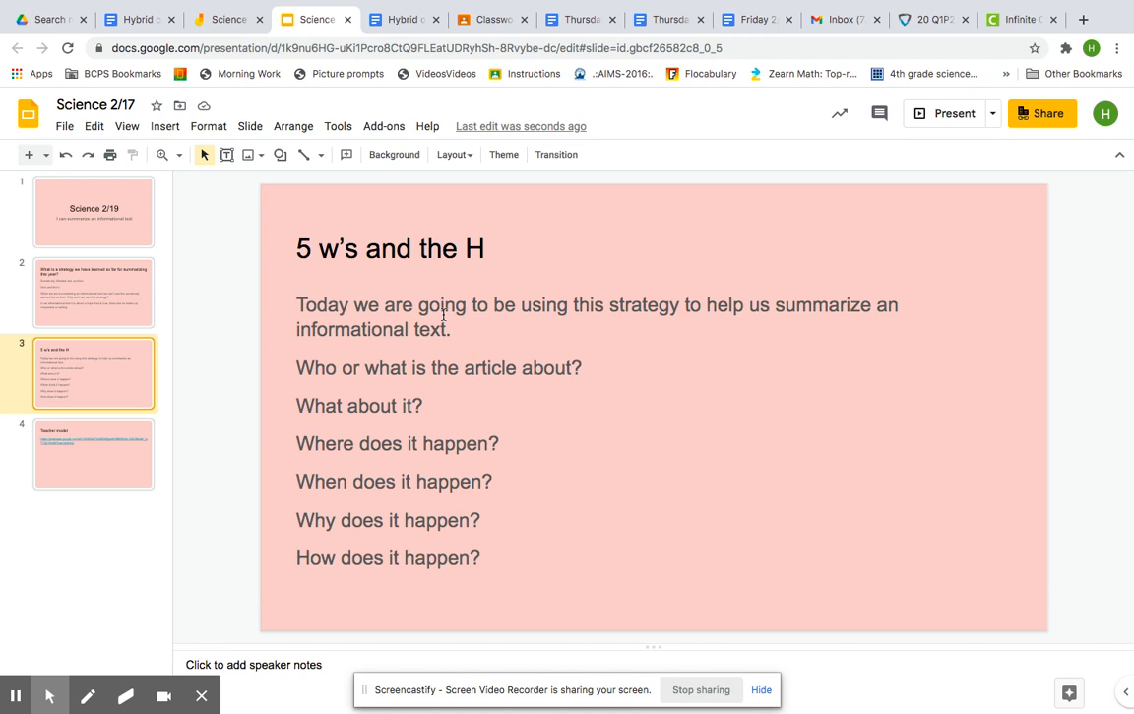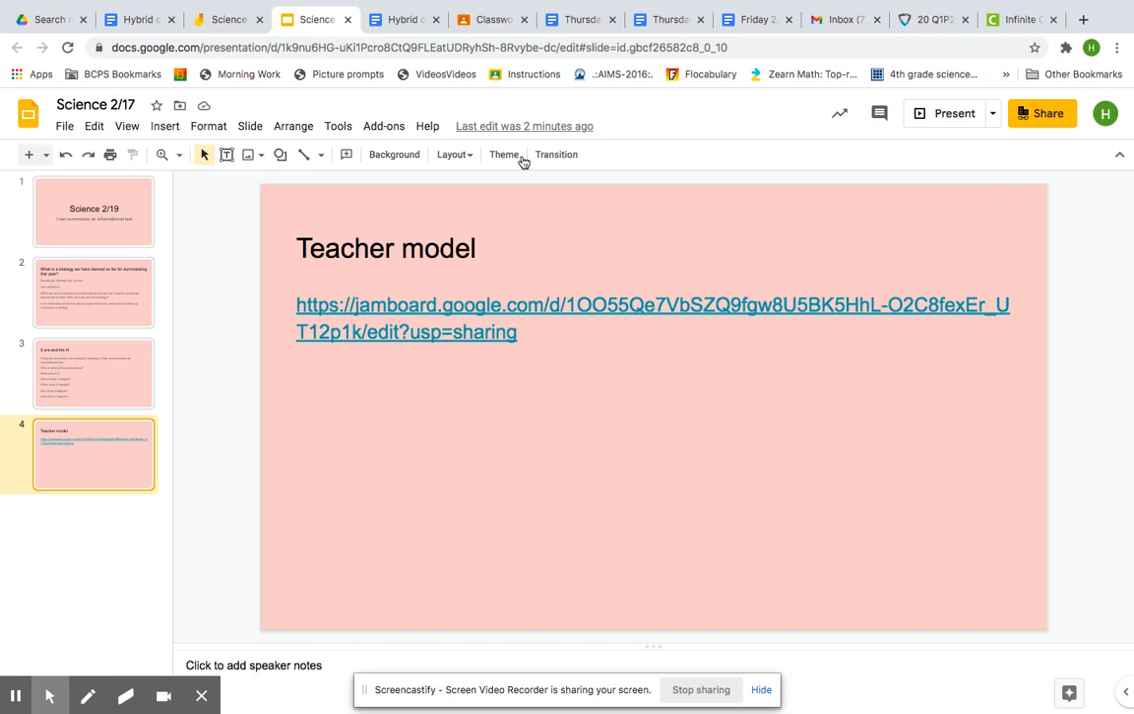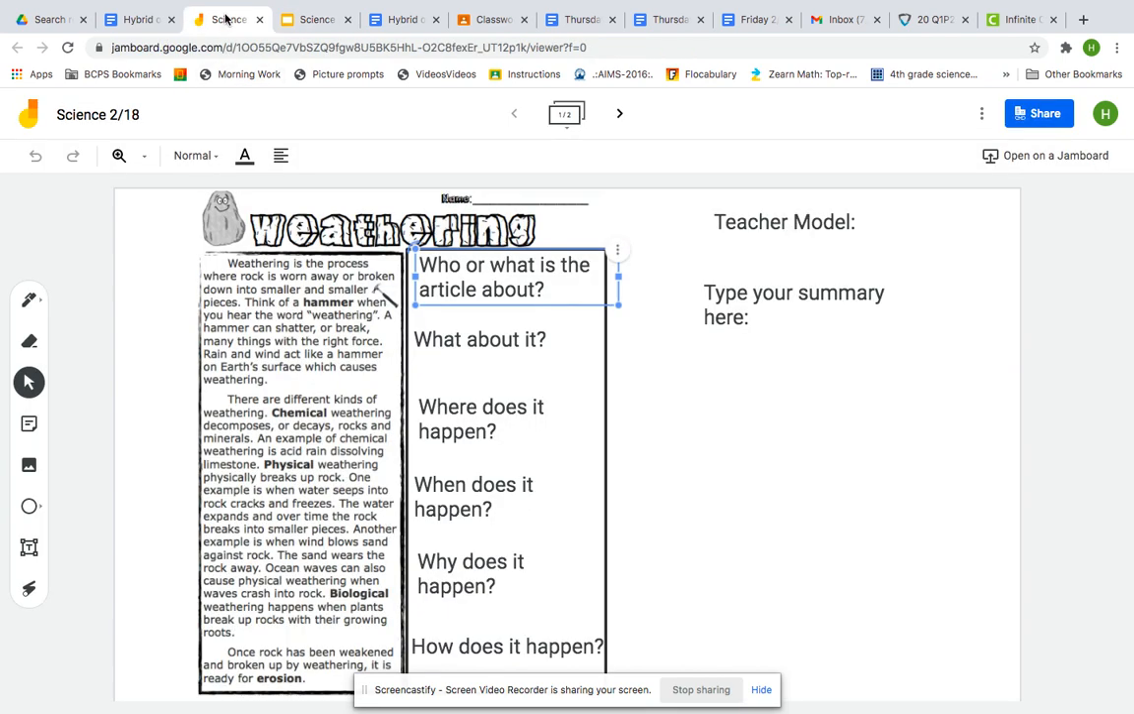Remember, whenever we're using this strategy, we're going to be answering these questions. Who or what is the article about? What about it? Where does it happen? When does it happen? Why does it happen? And how does it happen? We can answer these questions to help us summarize an article. So let's look at an example today.